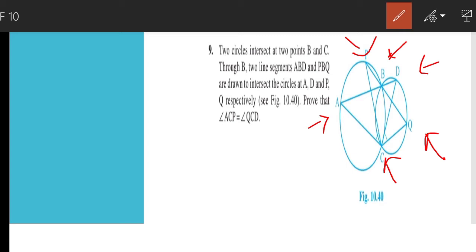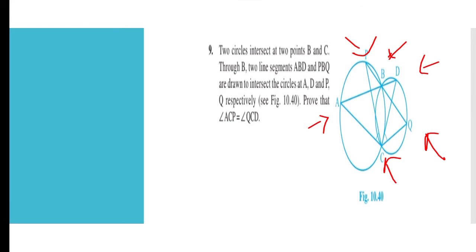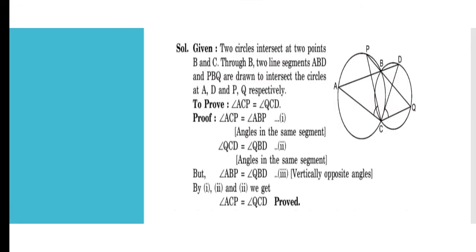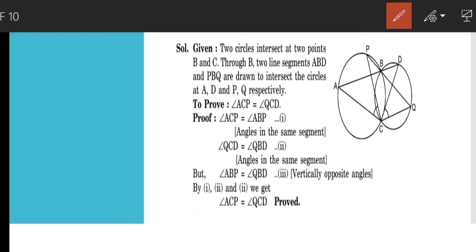We have to prove that the marked angles in the diagram, that is angle ACP and QCD, are equal. This we have to prove. So, first, we will write the given: two circles intersect at the points B and C, and through B two lines are drawn, ABD and PBQ. So we have to prove angle ACP and angle QCD are equal.